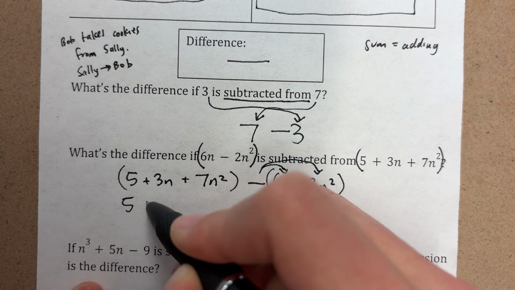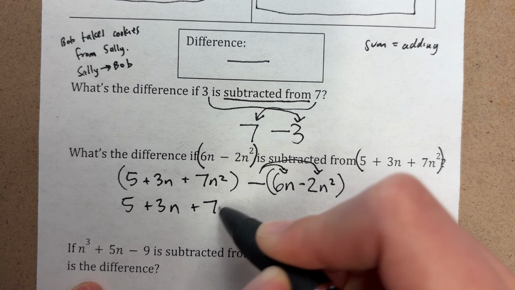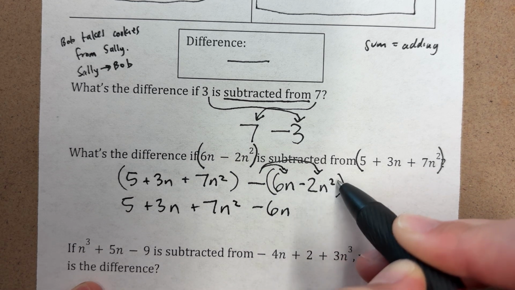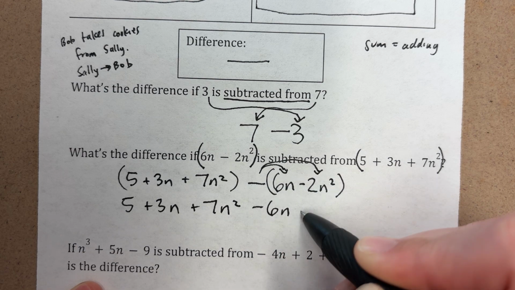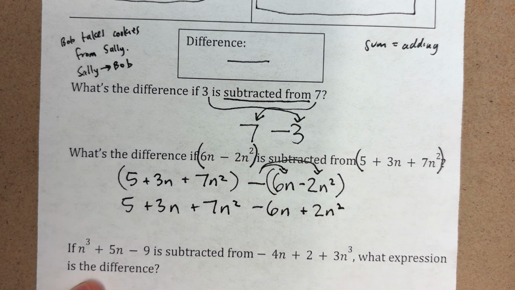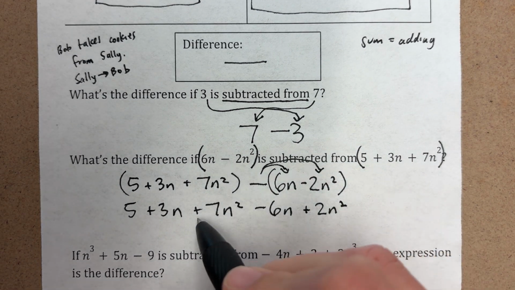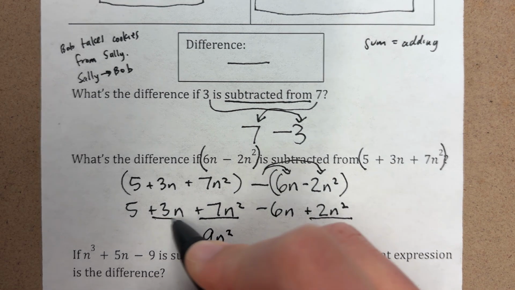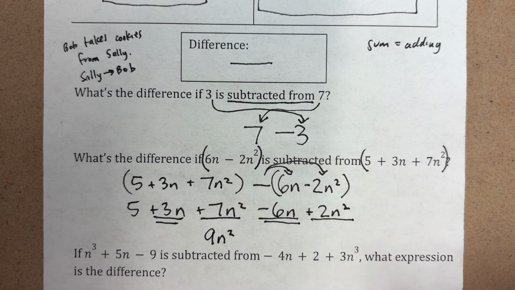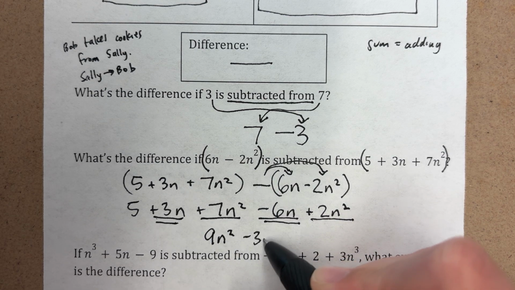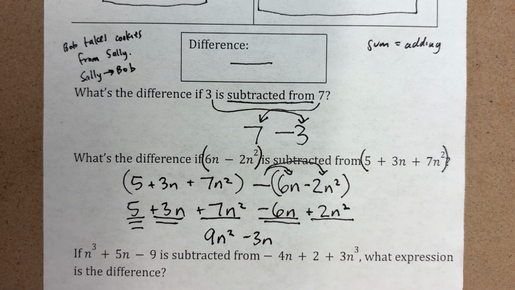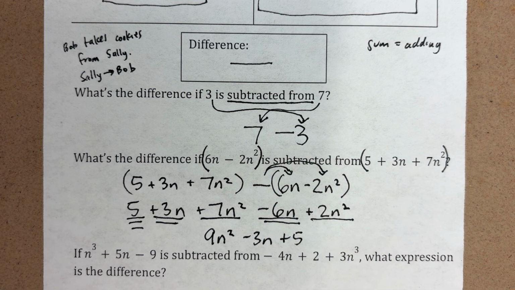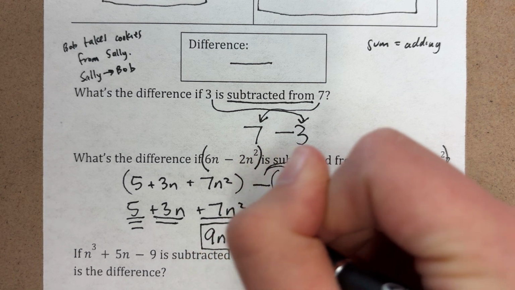I'm going to copy this first set of terms. These aren't being subtracted, but 6n is being subtracted. Negative 2n squared is being subtracted, right? Subtracting a negative becomes positive. Now let's combine our like terms. I see the largest exponents first, followed by this next pair of like terms. 3n minus 6n is negative 3n. And then this one doesn't have a like term, but you need to bring it down. And notice I'm checking, I've underlined all the terms. That makes sure I get all of them.